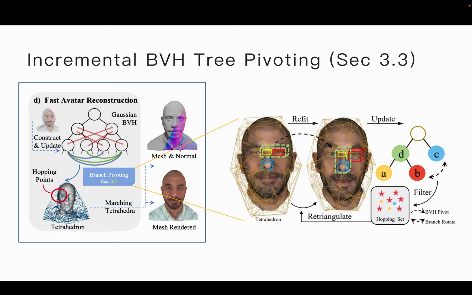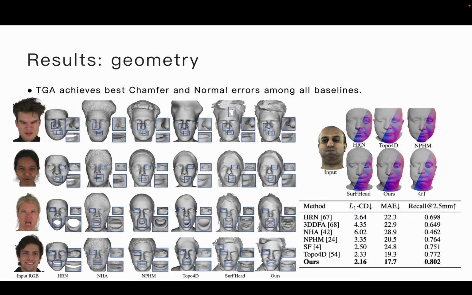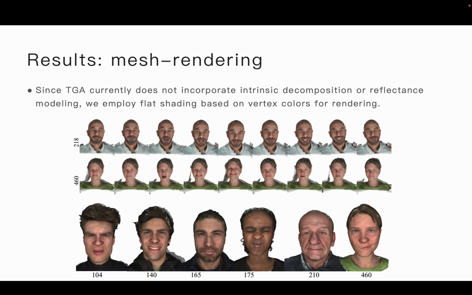Now I'll show some geometry reconstruction results to show how TGA actually performs. Compared to baselines like HRN, NHA, Topo4D, and SurFhead, TGA produces cleaner and more accurate meshes, especially around high-frequency regions such as lips and eyelids. Here we show the mesh rendering results of our reconstructed avatars using flat shading. Even without complex shading models, the results appear realistic and temporally stable across frames.